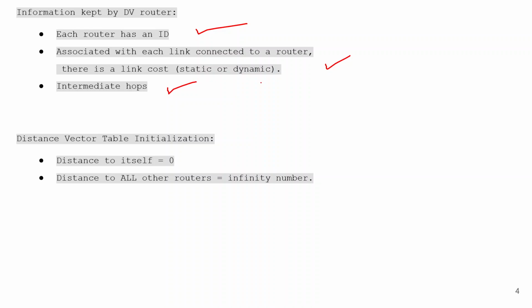Now, distance vector table initialization. The distance to itself is 0 and the distance to all other routers is set to infinity. So this is the initialization part.